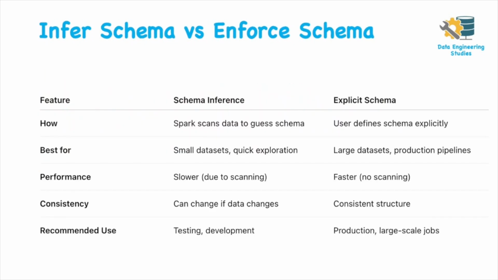While using schema inference, Spark scans the data to guess the schema. While doing explicit schema, the user defines the schema explicitly. Infer schema is best suited for small datasets and Enforce schema is best suited for large datasets. Infer schema is slower, whereas explicit schema is much faster.